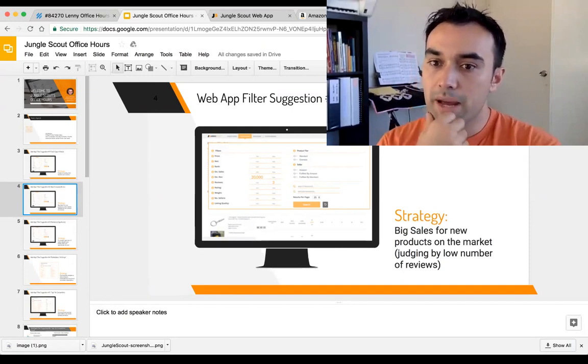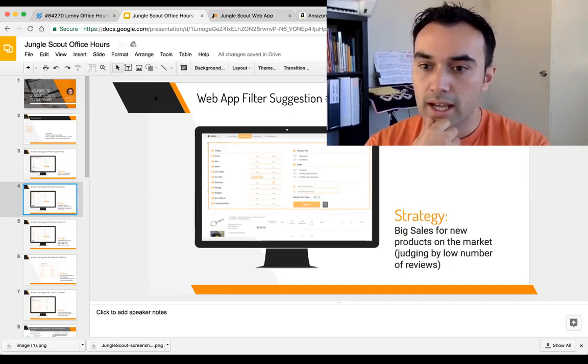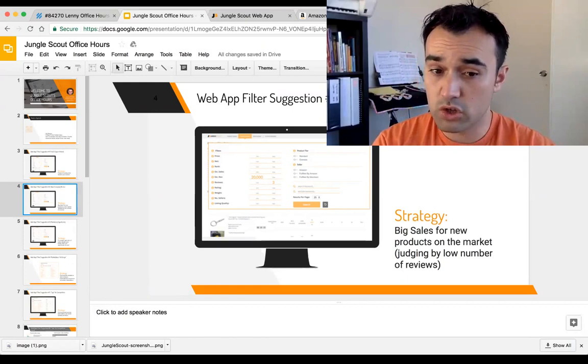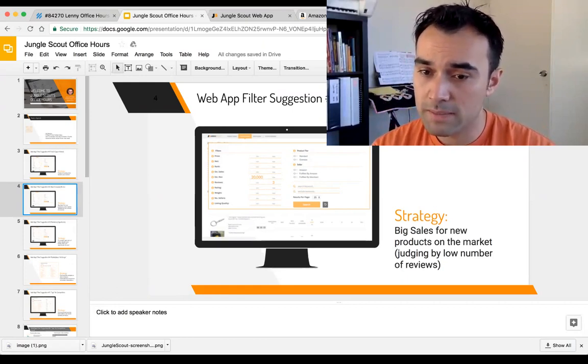Zara says, is baby a restricted category? I'm sorry, Zara, I don't actually know. I'm not an expert when it comes to gated categories and restricted categories, so I'm not sure, unfortunately.